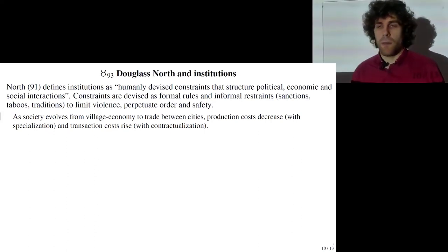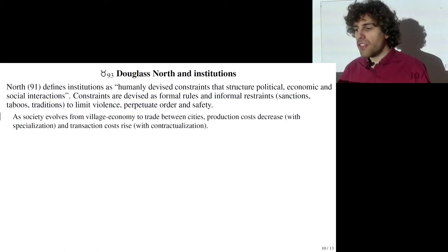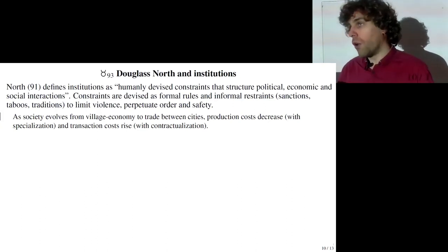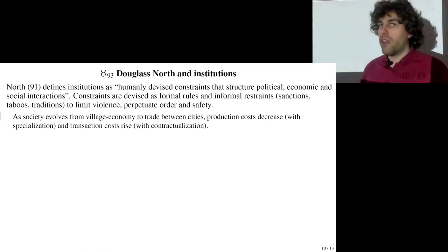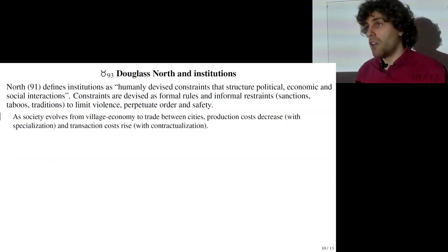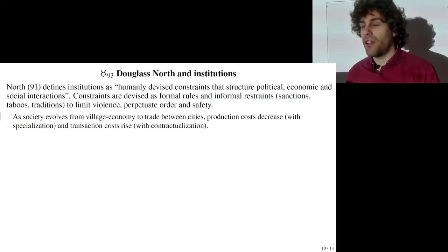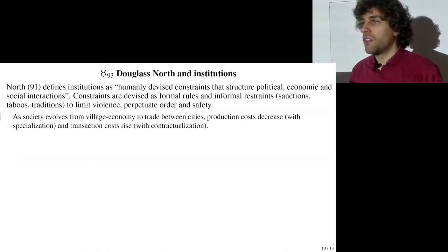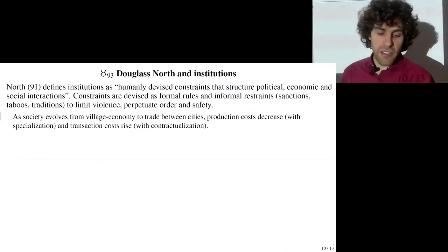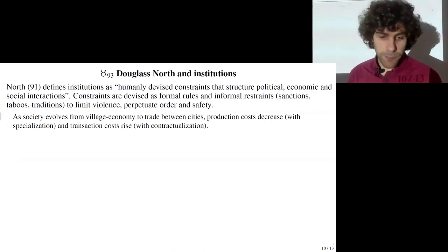So there cannot be the type of specialization of division of labor that we have in the global world, where everyone does a very precise task. If your community is constituted of only 100 or even 1,000 people, you cannot have, by definition, more than 1,000 different types of jobs. So this limits the specialization and increases production costs.